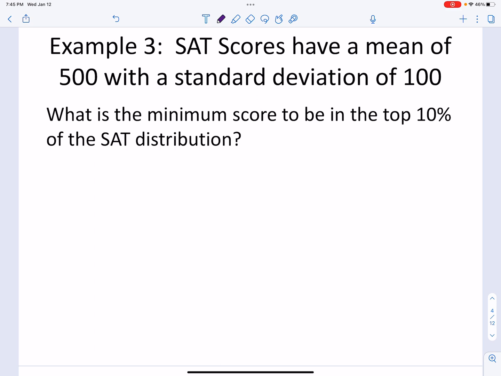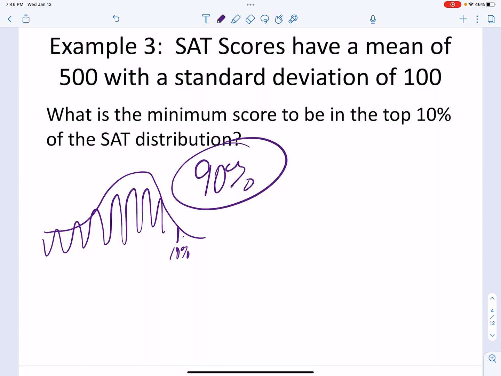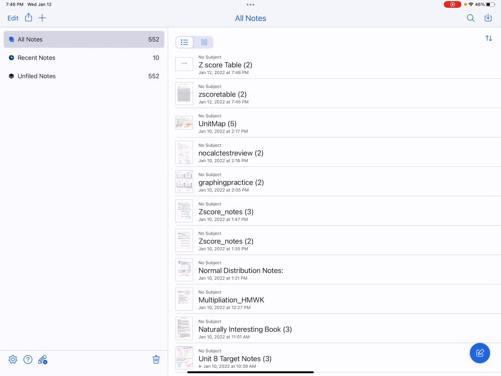All right, example 3. ACT scores have a mean of 500 with a standard deviation of 100. What is the minimum score for the top 10%? So if you're in the top 10%, that means 90% is below you. Okay, and that's what a z-score is. It finds the ones before.